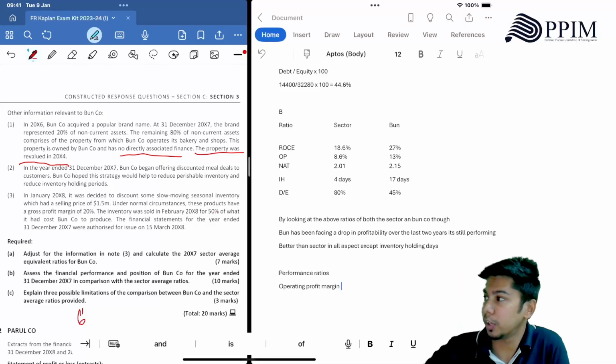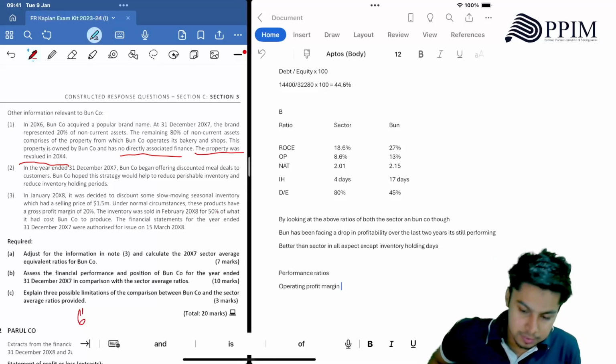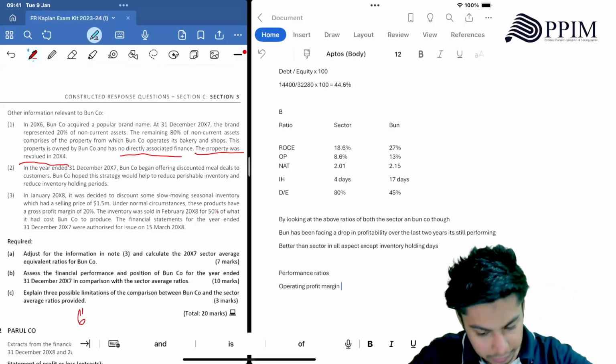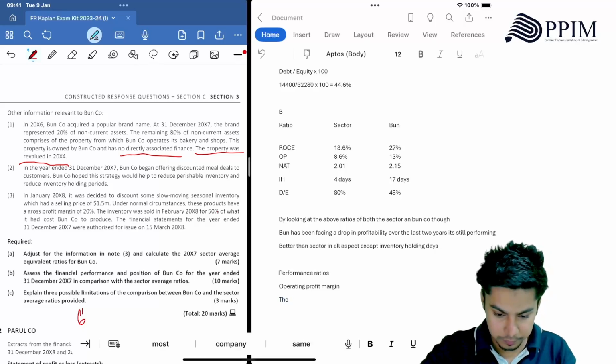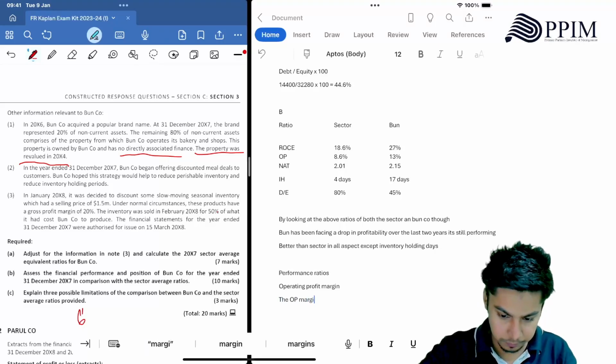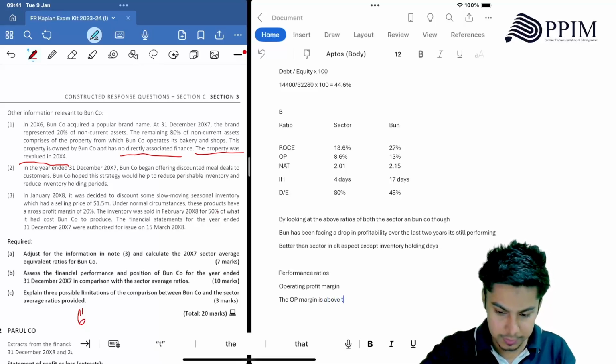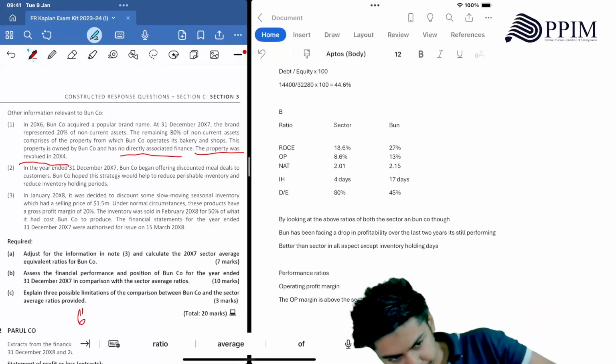Okay, all good guys. Have you mentioned about the points? Now guys, check whether these points are there in your operating profit margin. The operating profit margin is above the sector.